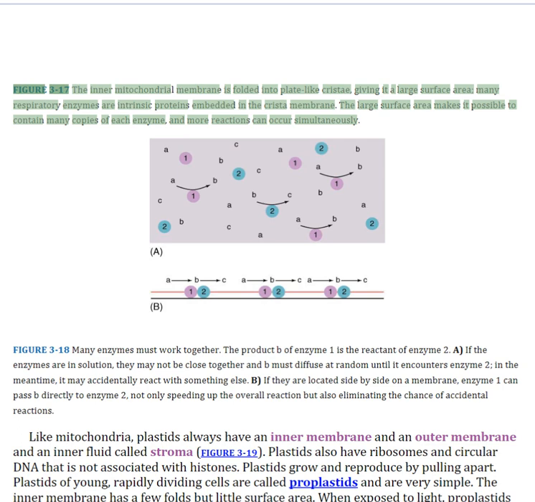Figure 3.17. The inner mitochondrial membrane is folded into plate-like cristae, giving it a large surface area. Many respiratory enzymes are intrinsic proteins embedded in the crista membrane. The large surface area makes it possible to contain many copies of each enzyme, and more reactions can occur simultaneously.